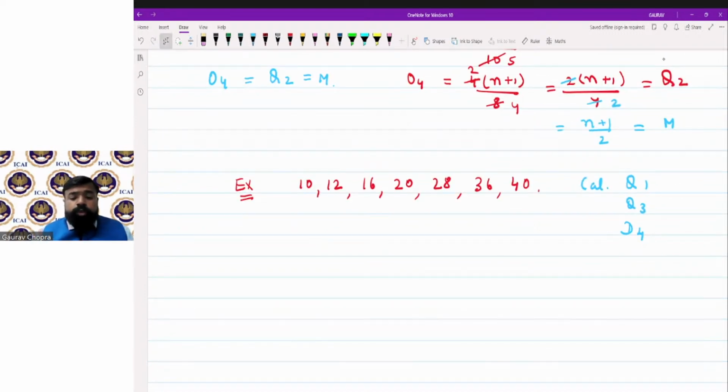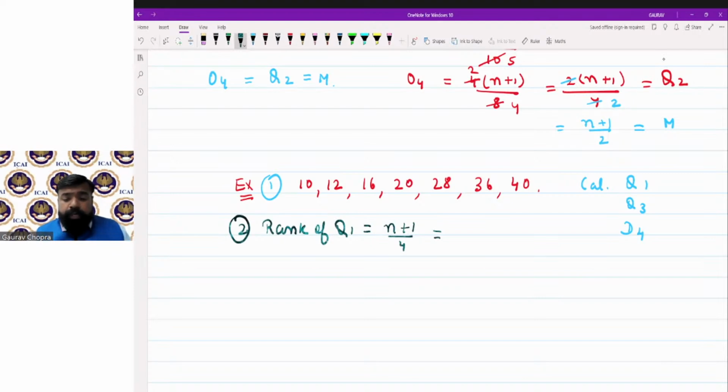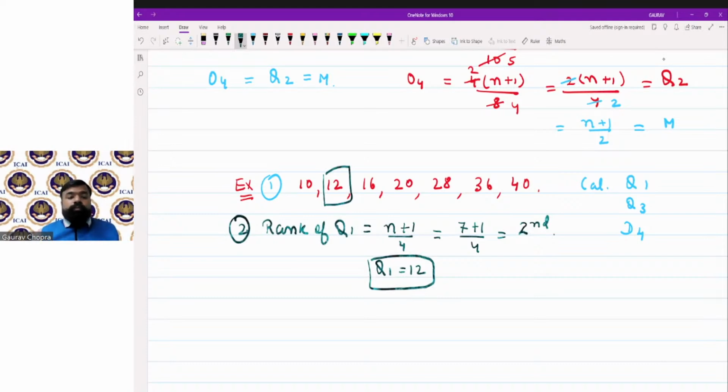So how do we calculate? The first step is to arrange the series. This series is already arranged, so the first step is already done. Now step number 2 says find out the rank. So the rank of Q1 is n plus 1 by 4. N is 7, plus 1, upon 4. It is the second rank. Second rank means 12. So Q1 is equal to 12.